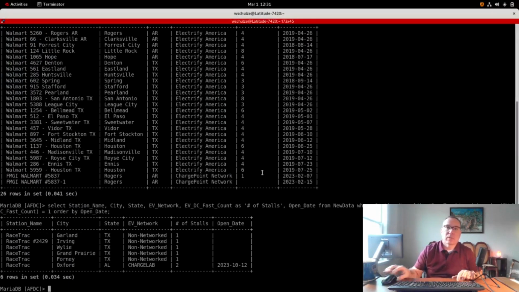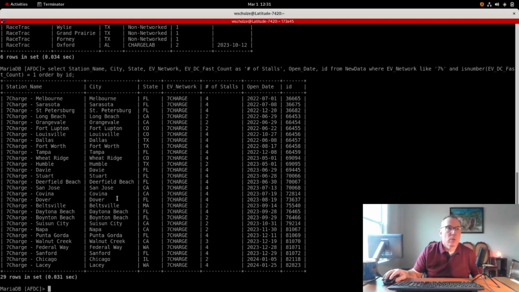Next one is the 7-Eleven 7-Charge, and I should note that there are 7-Elevens throughout the United States that have DC fast chargers on them that are not a part of the 7-Charge program. 7-Charge is run by 7-Eleven Corporate, putting native DC fast chargers on their property, except there are locations that have CPO equipment from other providers on 7-Eleven property. Those are not included in this search. I'm just trying to track the 7-Eleven 7-Charge. They remain at 29.